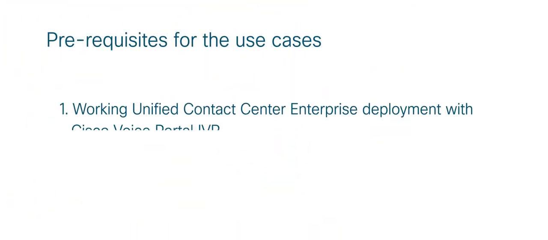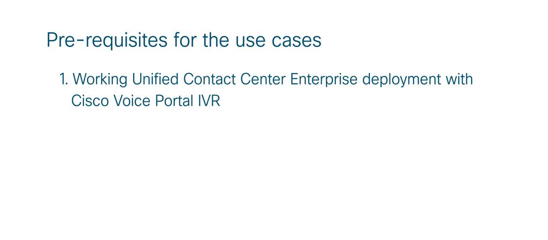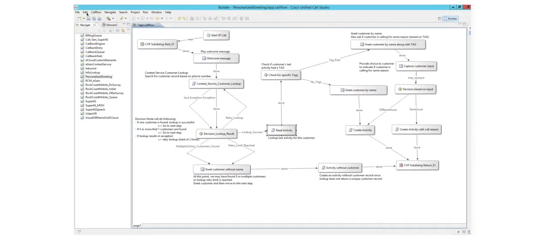The prerequisites for the use cases are: 1. You have a working Unified Contact Center Enterprise deployment with Cisco Voice Portal IVR, and 2. Context service is enabled. For more information on how to enable context service, please see the link in the description below. Let's review the CVP IVR script.